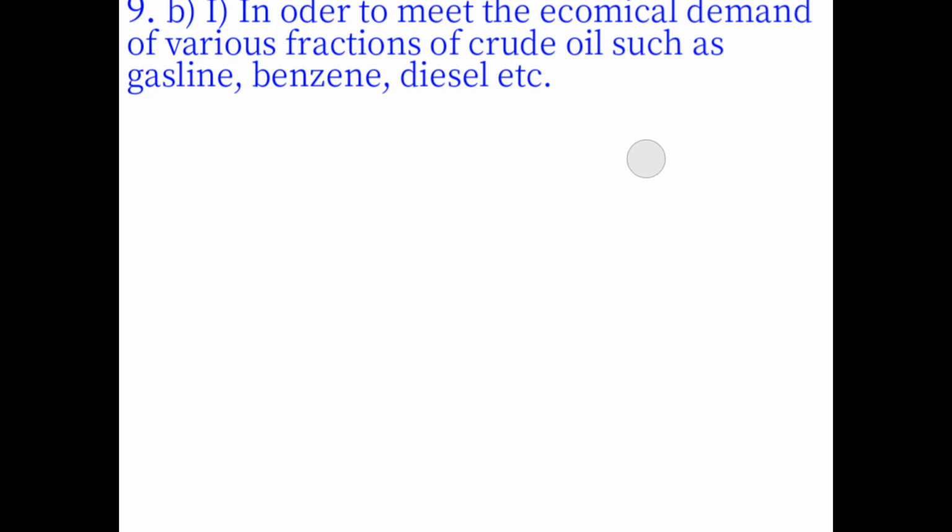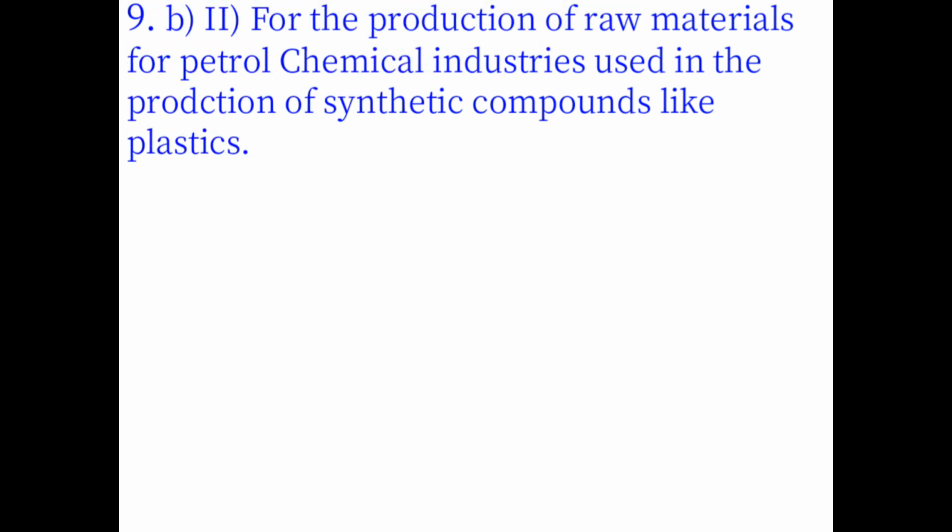These organic compounds are usually large hydrocarbons. So by cracking them, you reduce them to various fractions which are used in industries by various machines. For example, petrol engine vehicles use petrol, diesel engine vehicles use diesel, etc. Then another importance is the production of raw material for petrochemical industries, used in the production of synthetic compounds like plastics, and other substances like rubber.